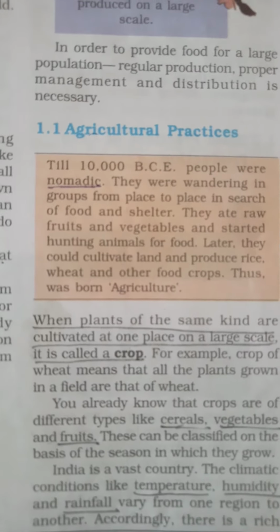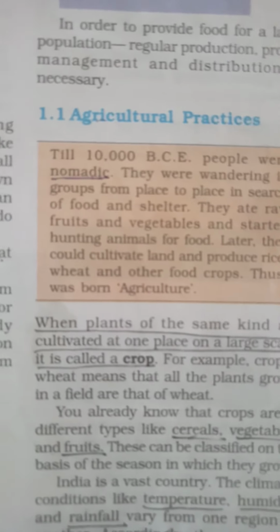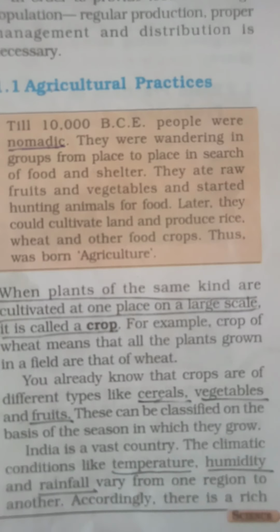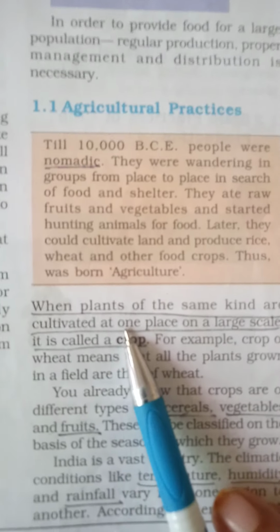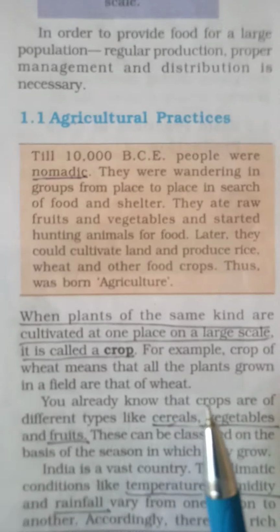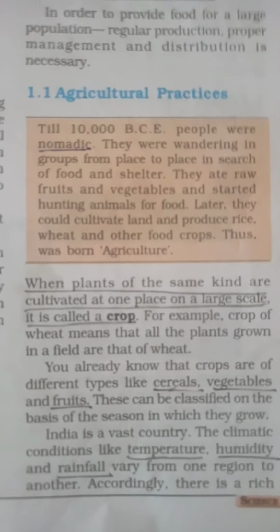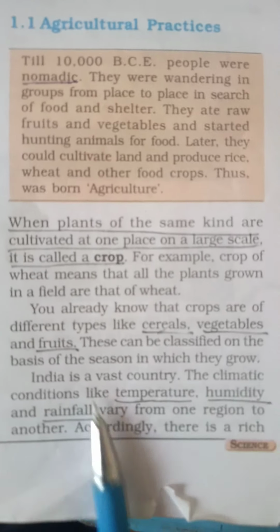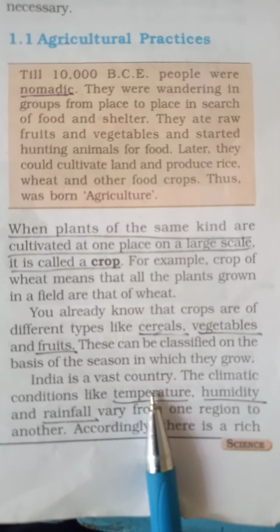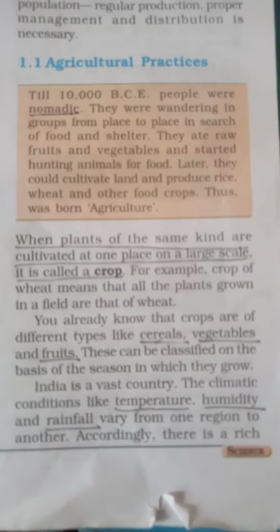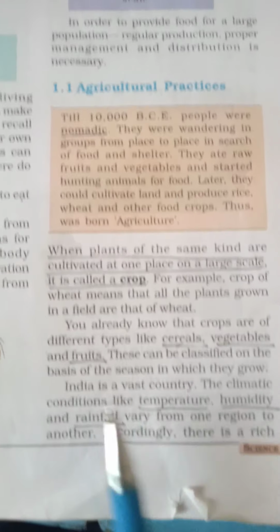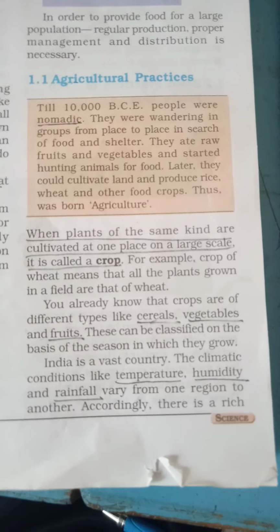If you are growing tomatoes, then all plants must be tomatoes only. If you are growing wheat, all the plants should be wheat. In this manner, different crops will be grown depending upon the soil availability, climatic conditions, and the environment that you will see in that area. Hence you can say the crop production depends upon temperature, humidity, and rainfall in that particular area, right?